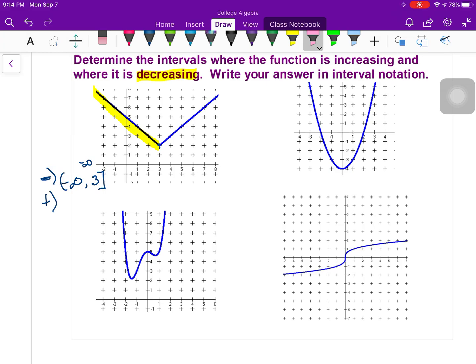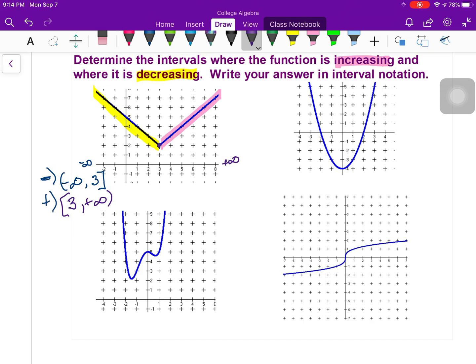Then my function switches and is increasing. So my function increases starting at 3 and over here to positive infinity forever and ever. Well, again, the 3 was a point, so that will be included. The infinity can never be included, so it'll be a parenthesis.